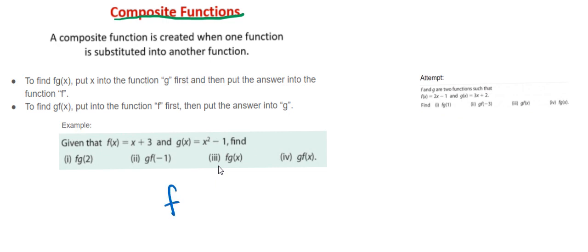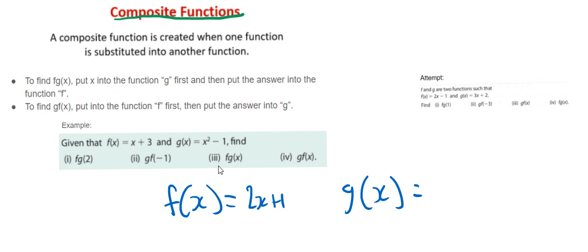So you should be used to seeing things like f of x, and you should be used to seeing things of g of x, where they're just functions, where they could be anything. So it could be 2x plus 1, and it could be x squared minus 3, or it could be anything. So those are just functions by themselves.